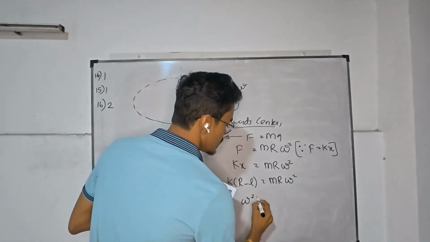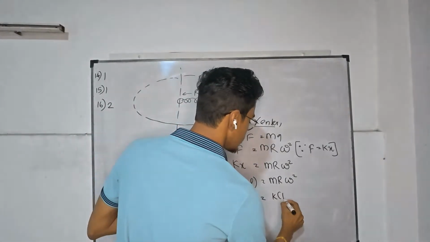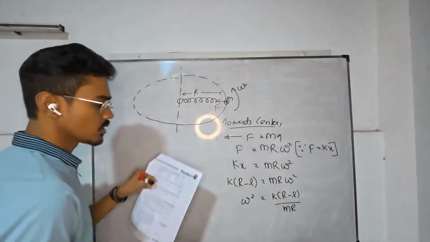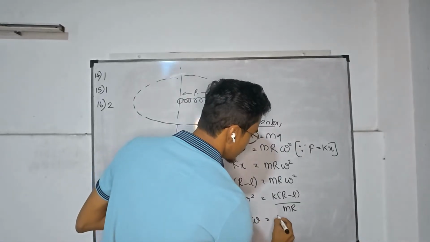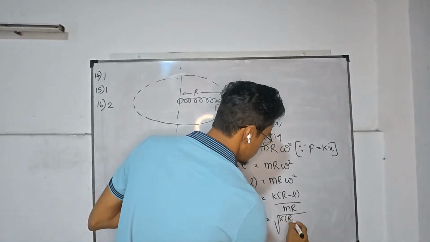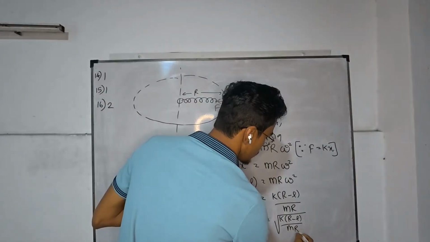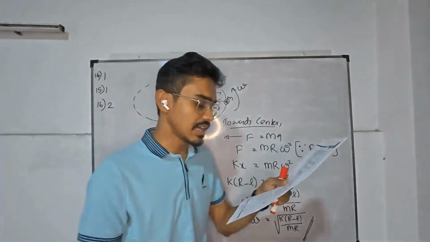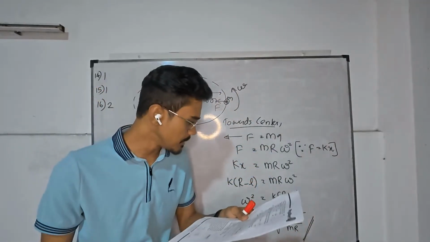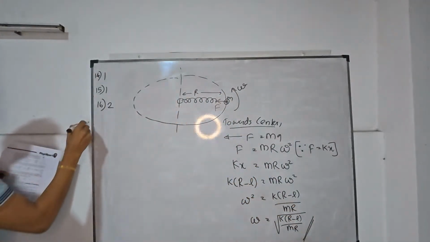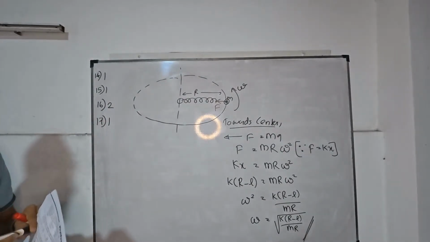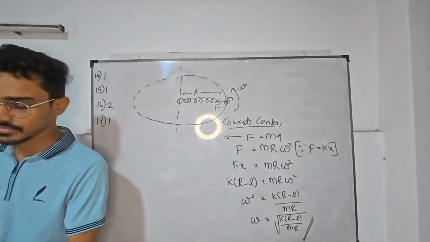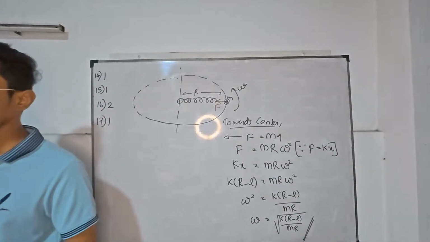Okay. Then omega squared can be written as K times R minus L over m r. So making omega the subject, omega is the square root of K times R minus L over m r. So that is given in answer 1. Answer 1 for 17. Right? Write it down.